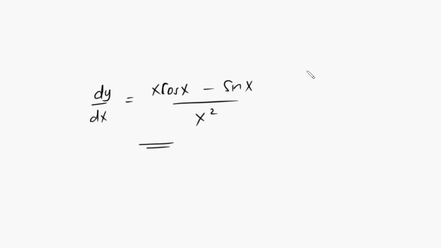My dy/dx now is just going to be equal to x cos x minus sin x over x squared. Well, I cannot simplify more than this. So this is the differential coefficient of y with respect to x when y equals sin x over x.